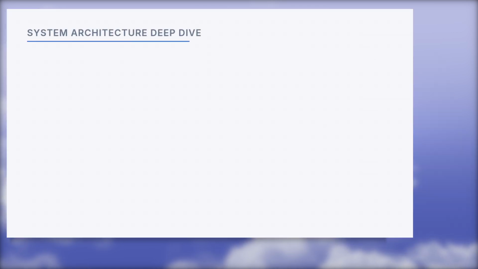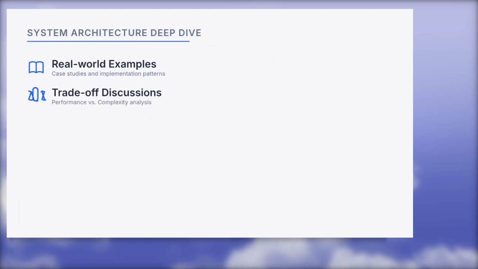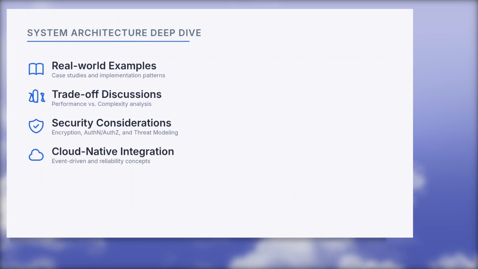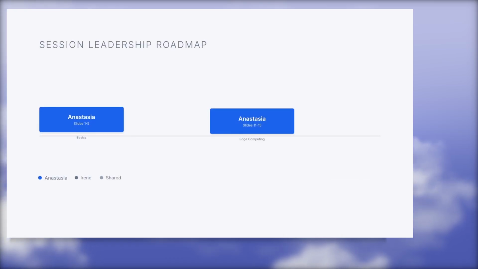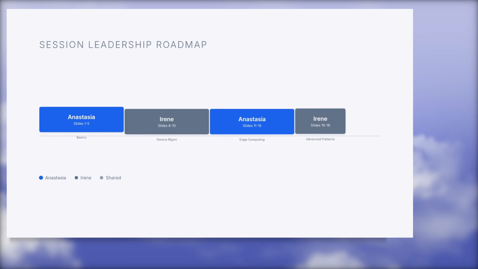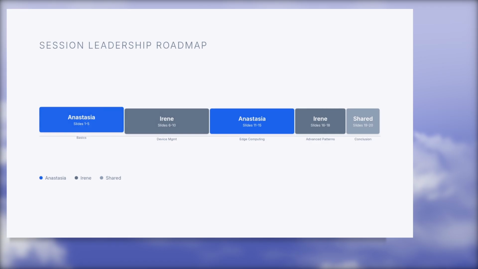This includes real-world examples, architecture diagrams, trade-off discussions, security considerations, and integration with prior cloud-native, event-driven, and reliability concepts. We've organized it into 20 slides, each with 4 bullet points and much longer conversational scripts from both moderators to offer richer context and strategic guidance. To ensure more equal time distribution, Anastasia handles slides 1 to 5 and 11 to 15 on basics and edge computing, while I lead slides 6 to 10 and 16 to 18 on device management and advanced patterns.